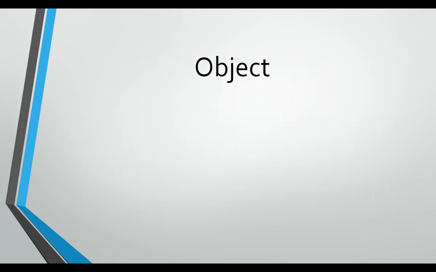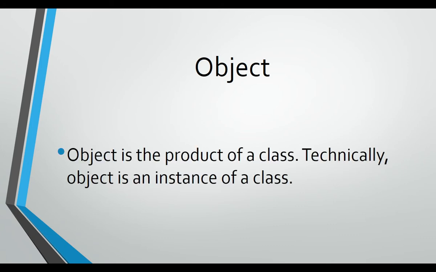An object is an instance and a product of a class. Technically, in object-oriented programming, object is an instance of a class.